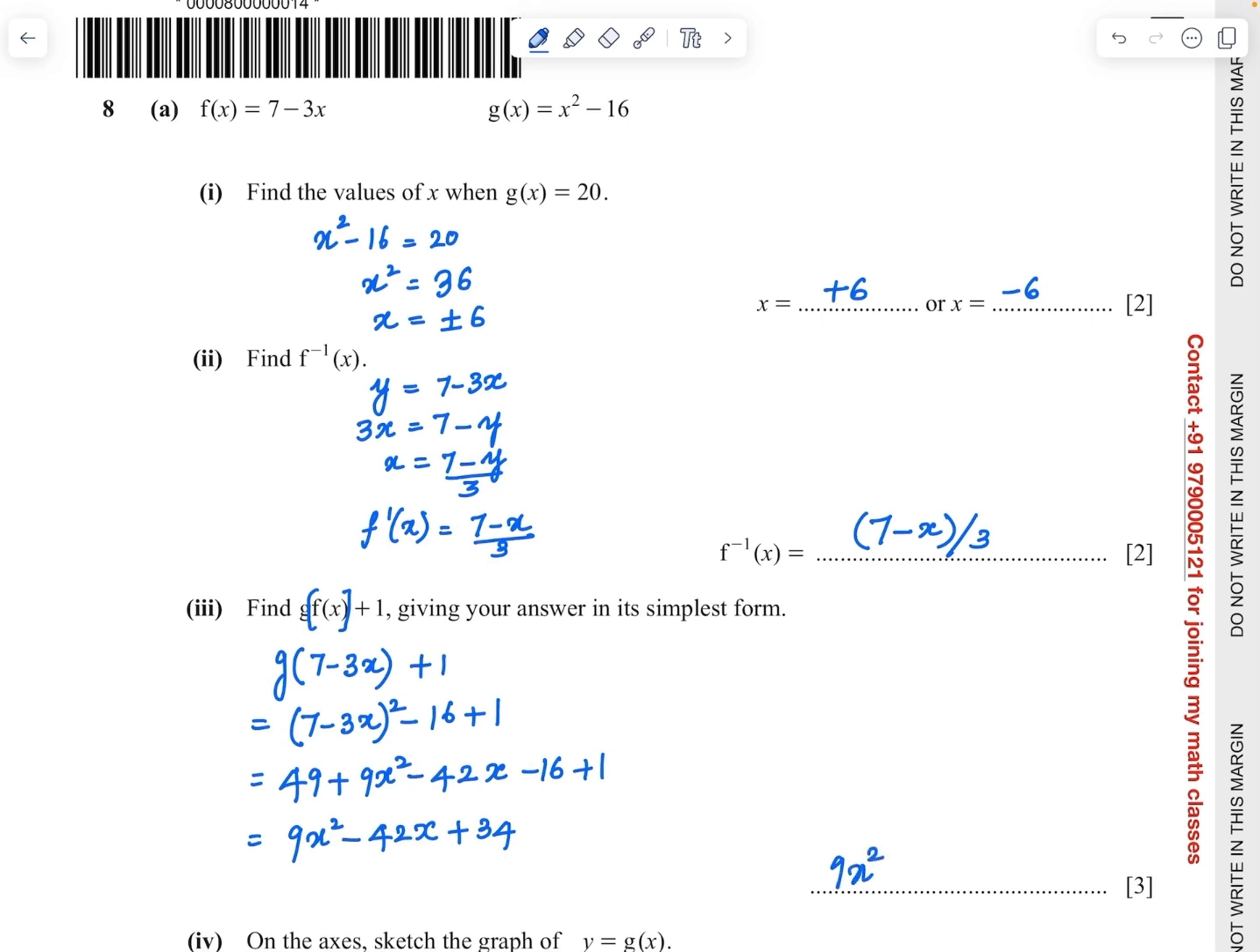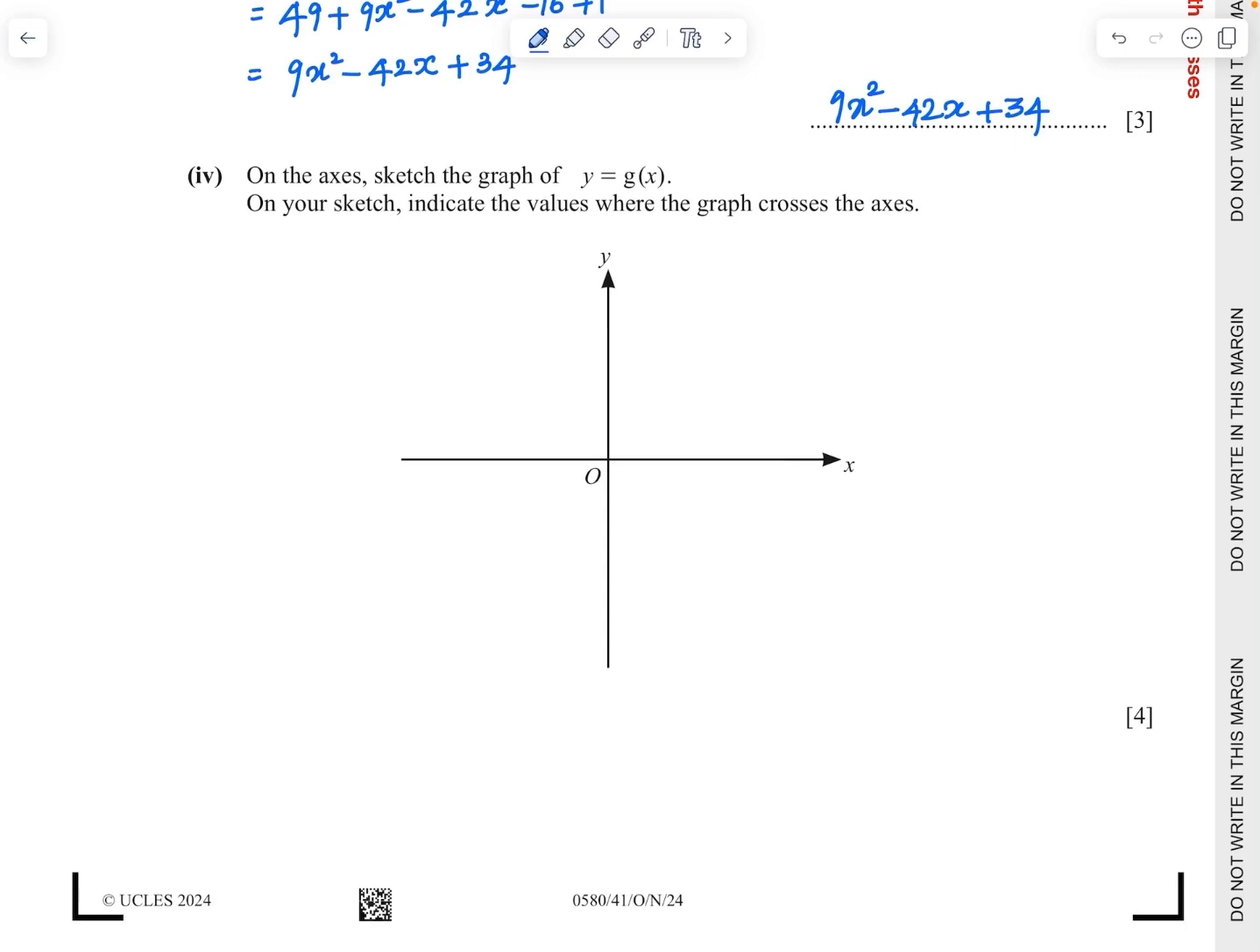So let's enter this in the answer space: 9x squared minus 42x plus 34. Subdivision 4. On the axes, sketch the graph of y is equal to g of x. So now g of x is x squared minus 16. So we have to sketch this. This is a quadratic equation, so we have to sketch this in the graph.